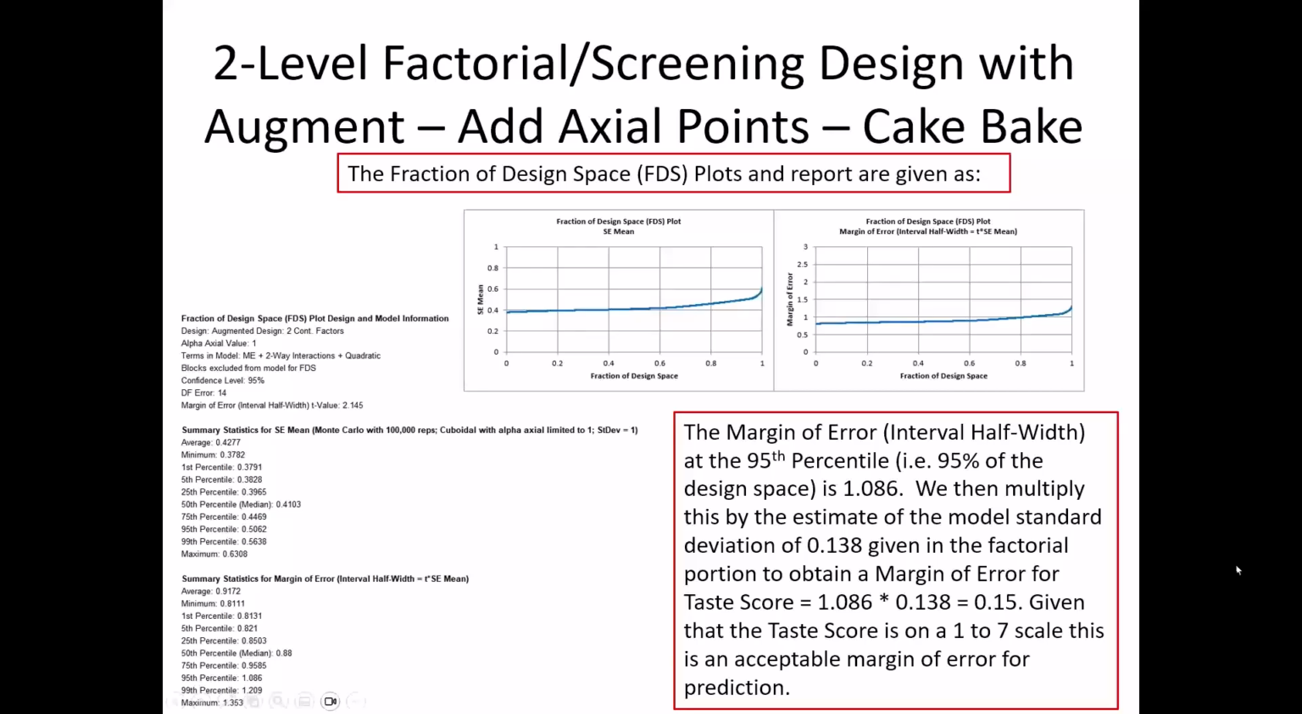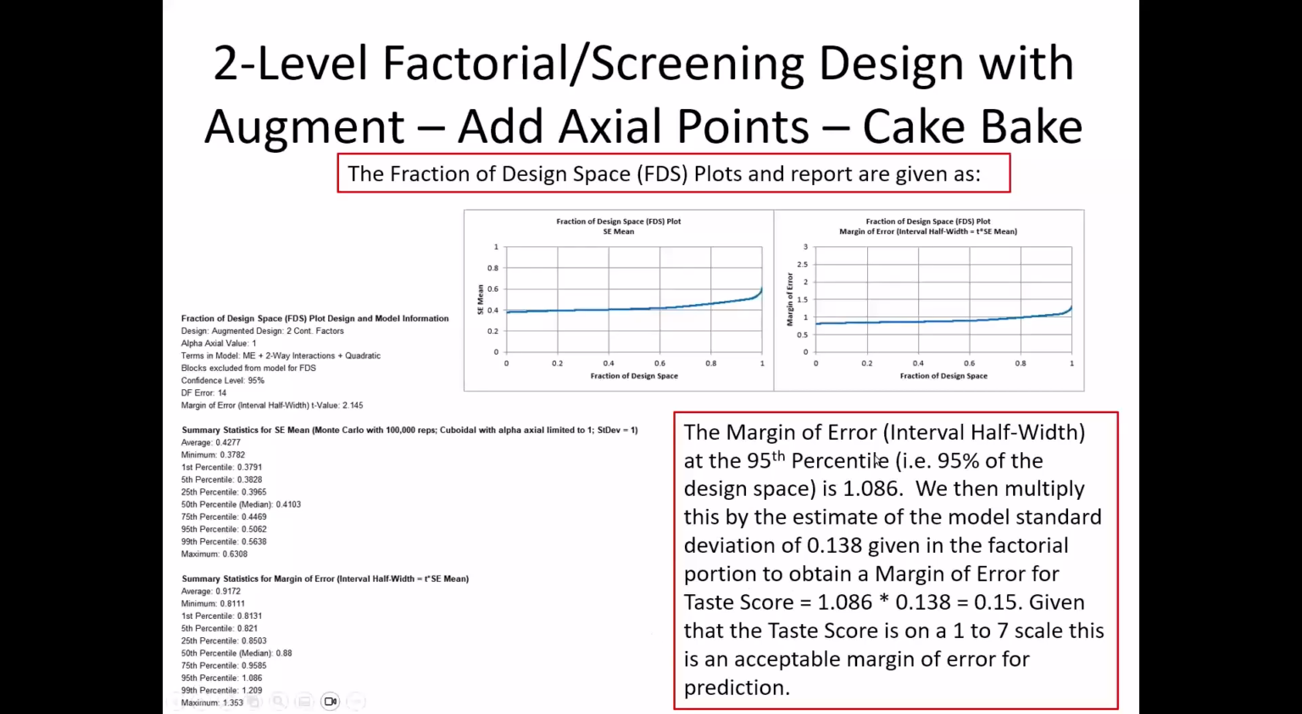So here we have a margin of error of 0.15. This is actually at a 95% confidence level. So 95% of the designs, with a 95% confidence interval, gives me a margin of error of 0.15. So given that the T-score is on a 1 to 7 scale, this is actually a reasonably good margin of error for prediction. Okay, so that's just very quick.